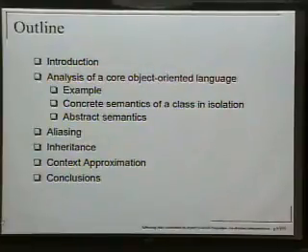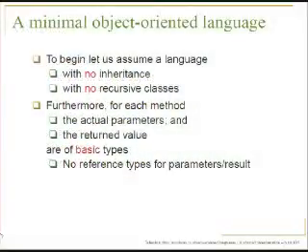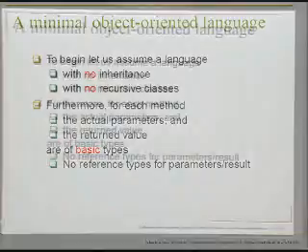The outline of the work is like this. We start with a core object-oriented language, then we introduce aliasing, inheritance, and finally we see how to improve the result of the analysis considering the context. Finally, we have the conclusion and the future work.